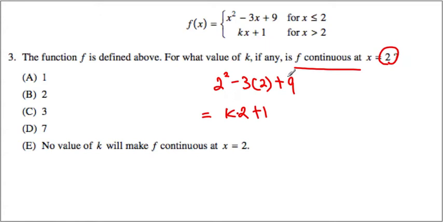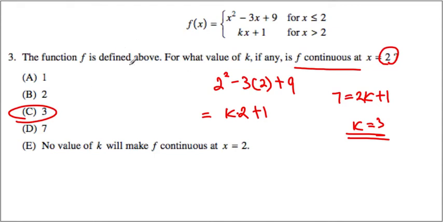Then here the upper portion becomes 4 minus 6 becomes negative 2, and ends up being 7 has to be equal to 2k plus 1. Then obviously here k will become 3. So we know that 3 becomes our answer.